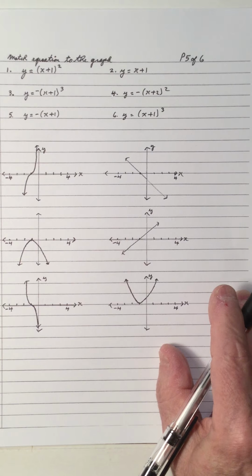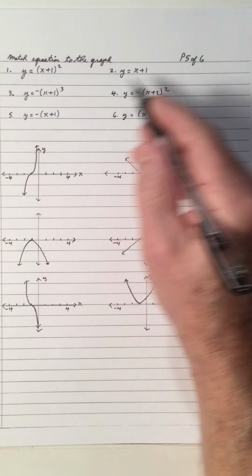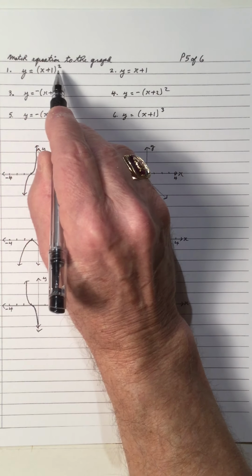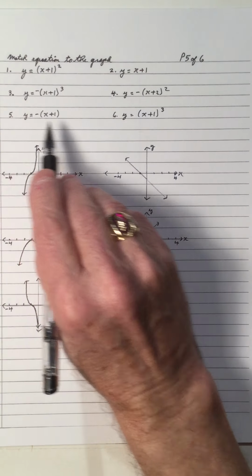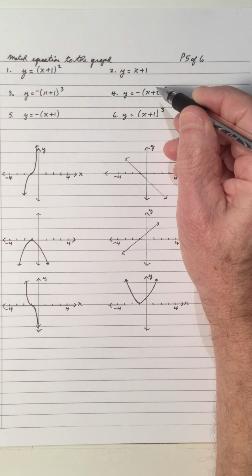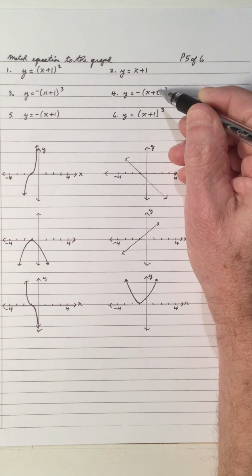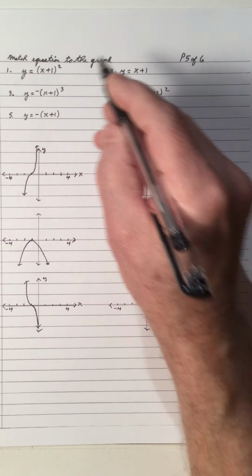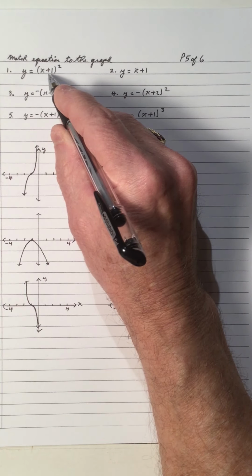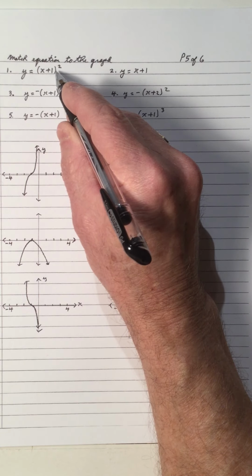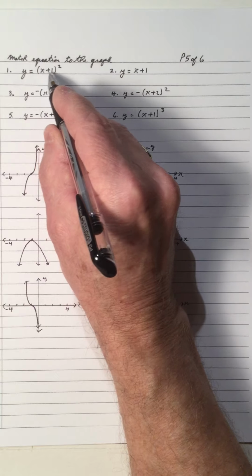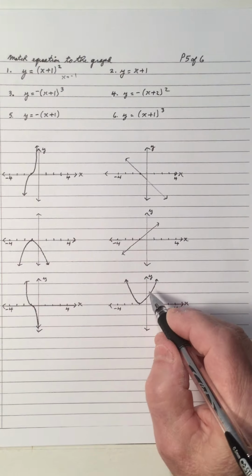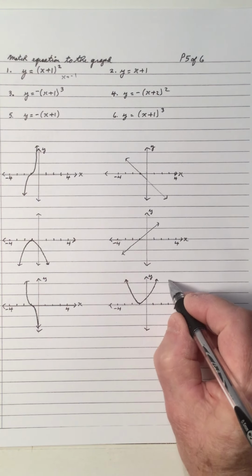Match the equation to the graph. So I have 6 graphs, 6 equations. If you look at y equals x plus 1 squared, notice all of them, or some of them, have an x plus 2. Okay. That's x plus 1 squared. That's a parabola whose x-intercept is negative 1. And it's opening up. So there it is right here. So this is number 1.